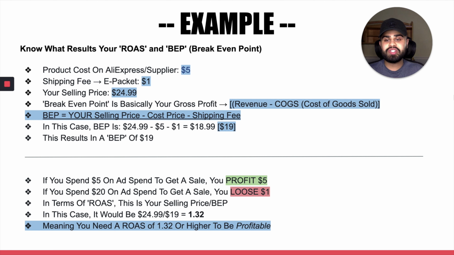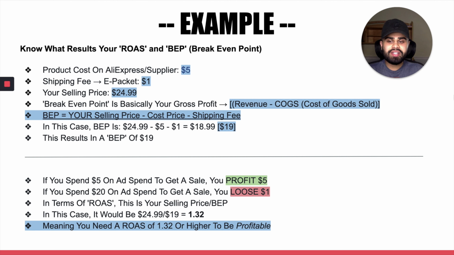So that would be your selling price, which is $24.99, minus the cost price, which is $5, minus the shipping fee. So in this case, our break-even point would be $24.99, or $25 if you want to round that up, minus $5 minus $1, which results to $18.99. And if we round that up, that is about $19, which means it results in a break-even point of $19.